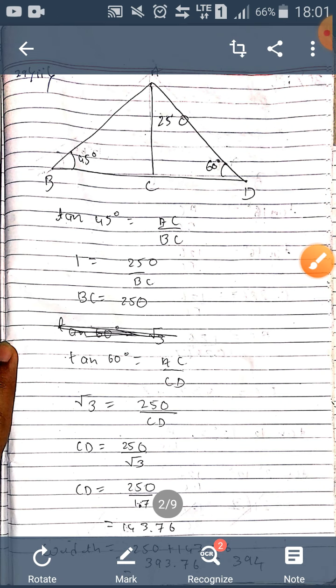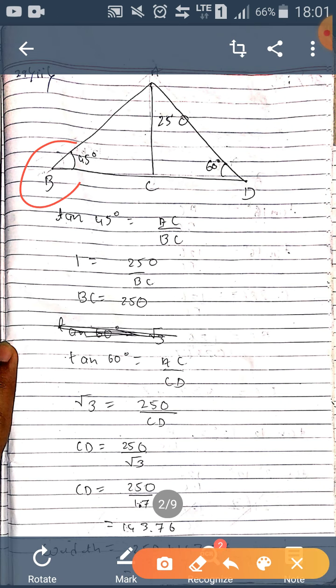Yes, so let's jump to the sum. So here is the first boat at point B, which makes an angle of 45 degrees. Here is the second boat at point D, which makes an angle of 60 degree. And here you have the aeroplane at a height of 250 meter.